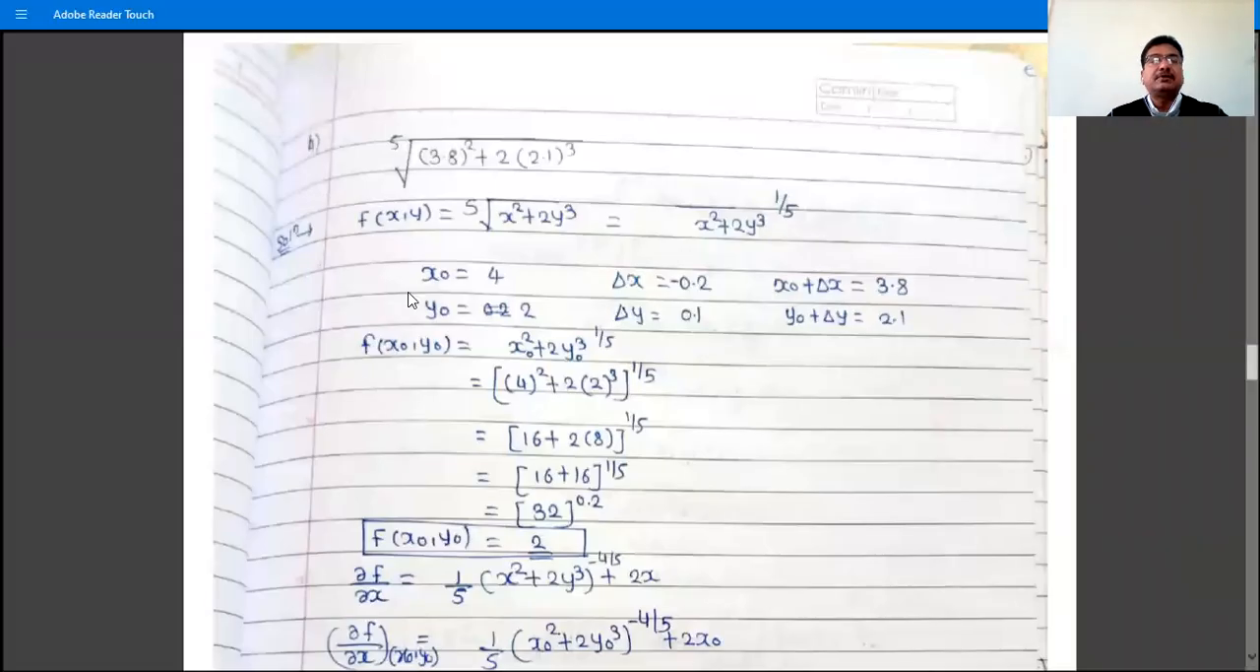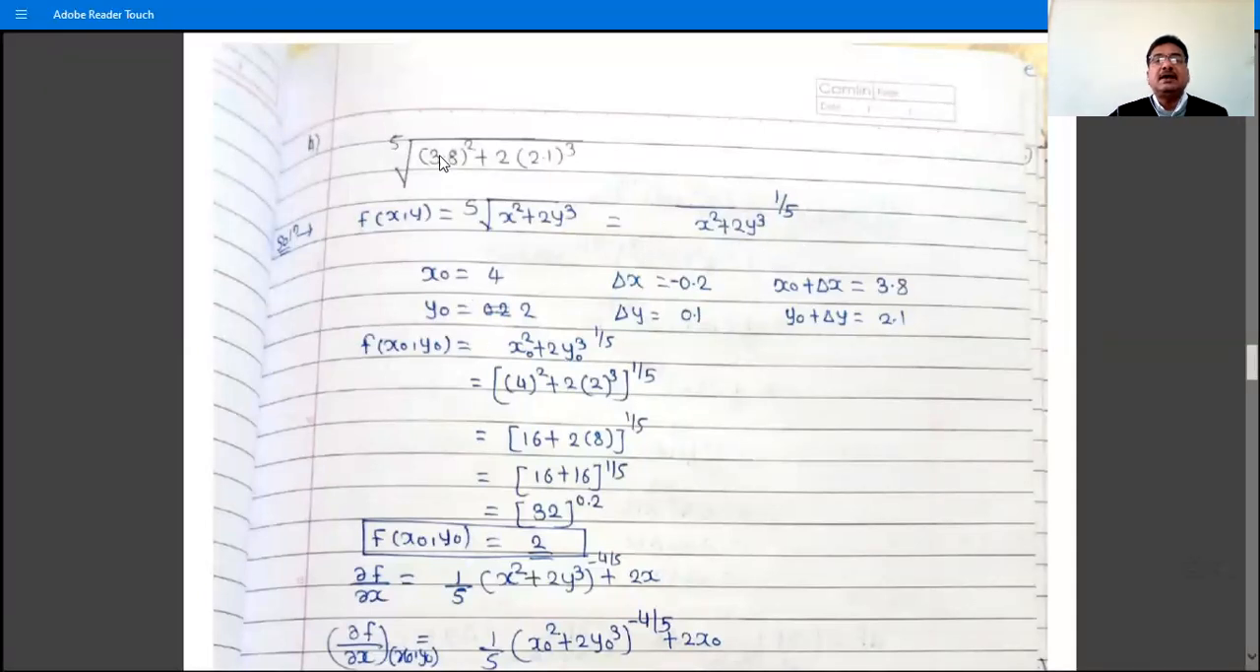Next problem of approximate value. Evaluate or find the fifth root of 3.8 square plus 2 into 2.1 cube. So define the function f(x, y) as the fifth root. Write this as (x square plus 2y cube) raised to 1 by 5, because 3.8 square means x square, and 2 into 2.1 cube means 2 into y cube. So it is (x square plus 2y cube) raised to 1 by 5. Fifth root means raised to 1 by 5.